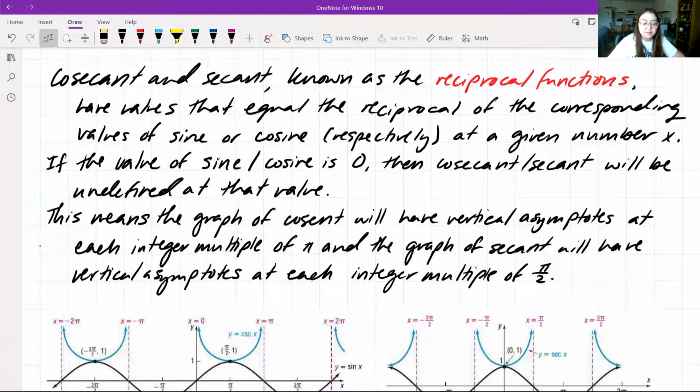So if the value of sine and cosine is 0, then cosecant and secant will be undefined at that value. So once again, we're going to have places where cosecant and secant are going to be undefined, similarly to tangent and cotangent. This means that the graph of cosecant will have vertical asymptotes at each integer multiple of pi, and the graph of secant will have vertical asymptotes at each integer multiple of pi over 2.